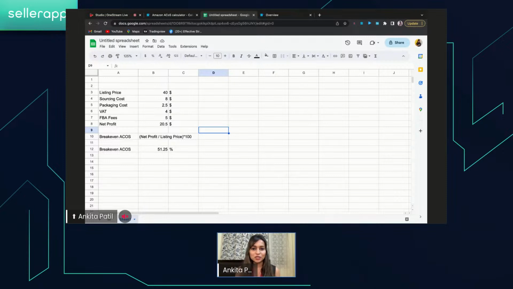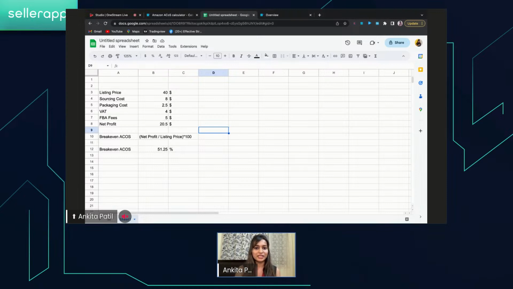Now, the net profit is calculated by subtracting various costs from the listing price of your product. These costs include the sourcing or manufacturing cost, VAT, packaging costs, the shipping costs, and the FBA fees. Now, let's break it down with an example. Let's say your product sells for $40 and the sourcing cost is $8 per unit. The packaging cost is $2.5, the VAT over here is $4, and the FBA fees is $5.